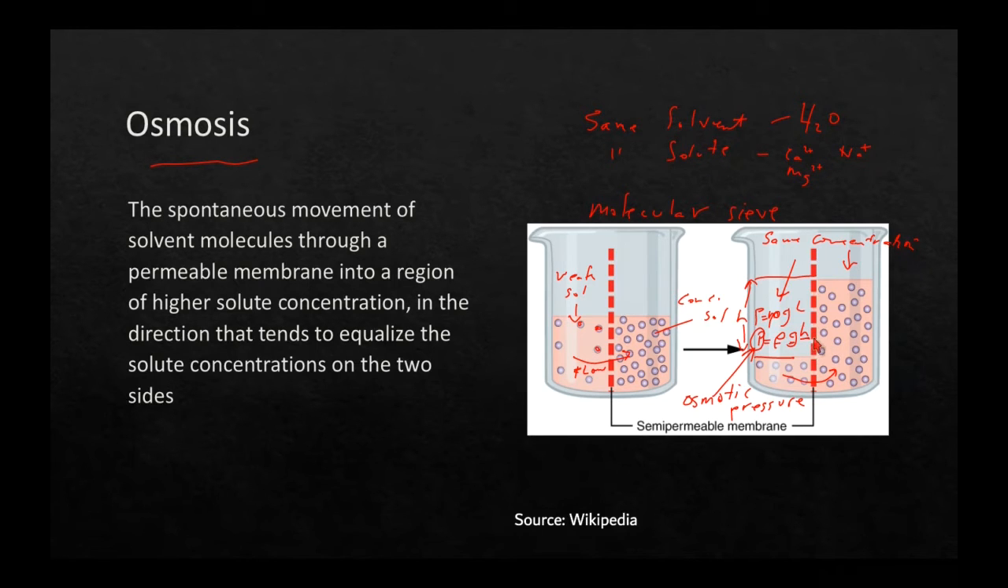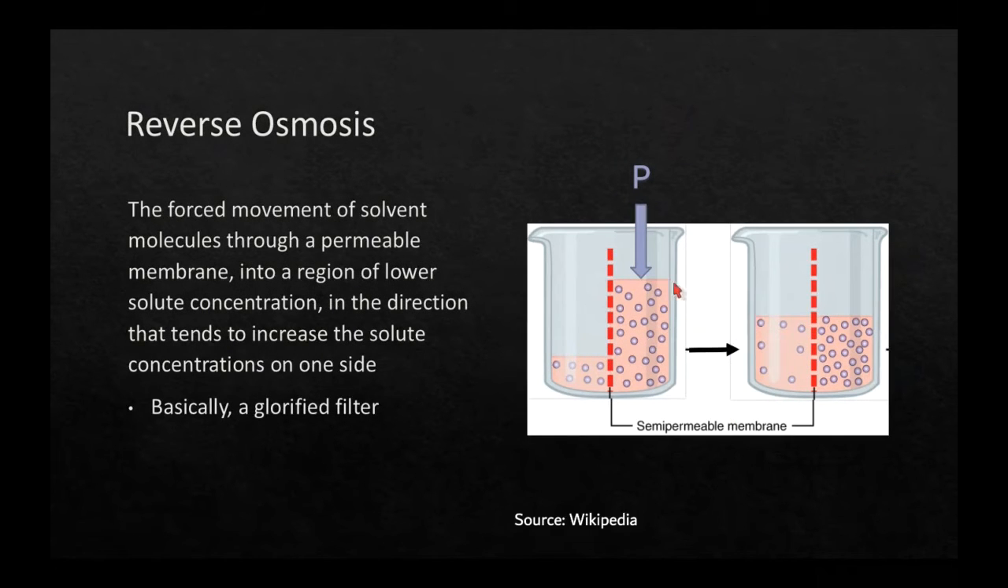Now, reverse osmosis would be applying enough pressure on one side to overcome the osmotic pressure and make it work in reverse. That's why we get this term reverse osmosis. So here we've got the osmotic pressure, and we can have it expressed in terms of height, or in terms of pressure. And if we apply pressure, this would be from a pump, basically a high pressure pump.